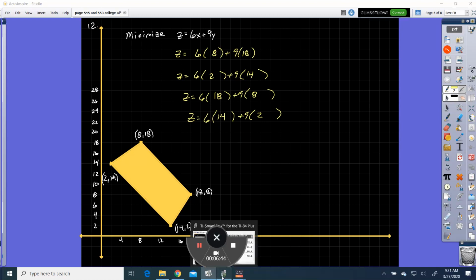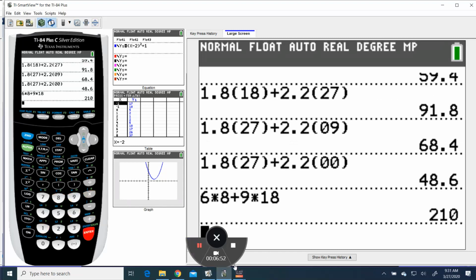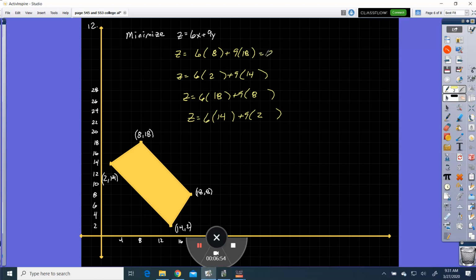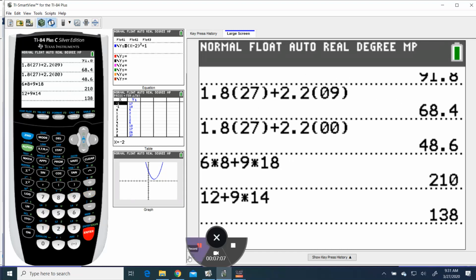So 6 times 8 plus 9 times 18. And sometimes it's just as fast to type in the numbers as it is to hit the arrow over and all that kind of stuff. So 6 times 2 is 12, plus 9 times 14. So 12 plus 9 times 14 is 138.